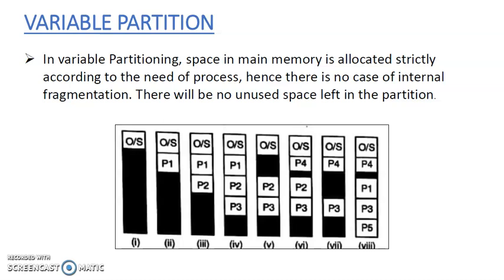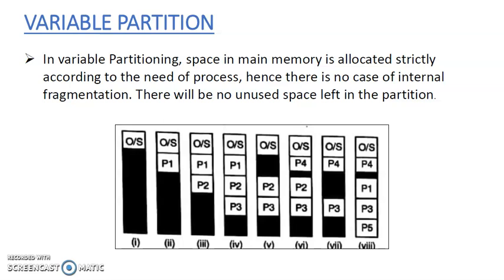So another point is what? The time complexity is very low because allocation and deallocation routines are simple as the partitions are fixed, and the access time is not very high. Okay, so this is external fragmentation. Your next one is variable partition.